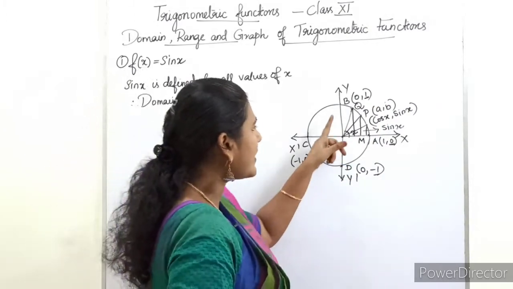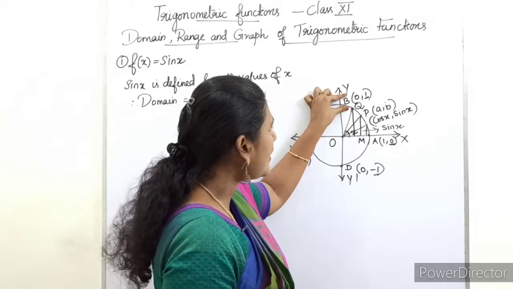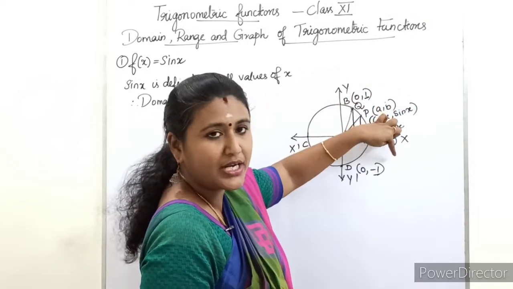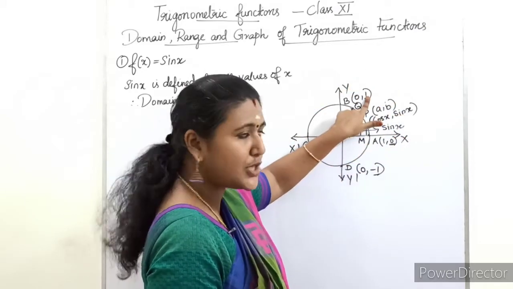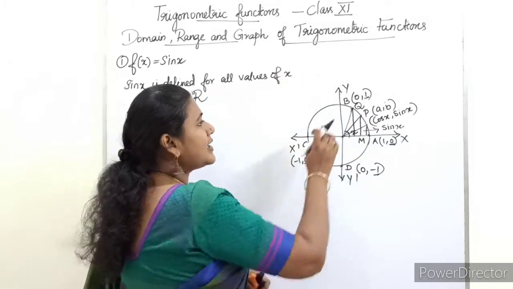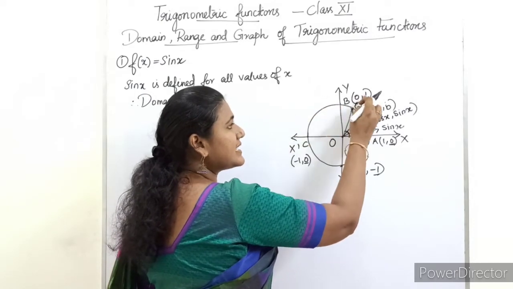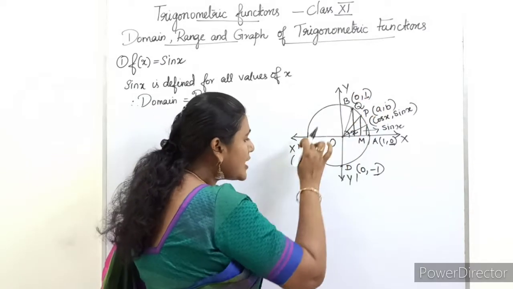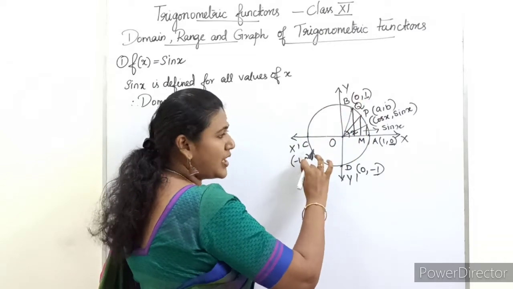So in the first quadrant, if you see this point here, the y coordinate is 0, and for the point B the y coordinate is 1. Actually sin x is nothing but the y coordinate of the point. So in the first quadrant, sin x value ranges from 0 to 1. What will happen in the second quadrant? If you see in the second quadrant, if the angle is increasing, sin x value is decreasing here, that is from 1 to 0. So in the second quadrant, sin x is decreasing from 1 to 0.